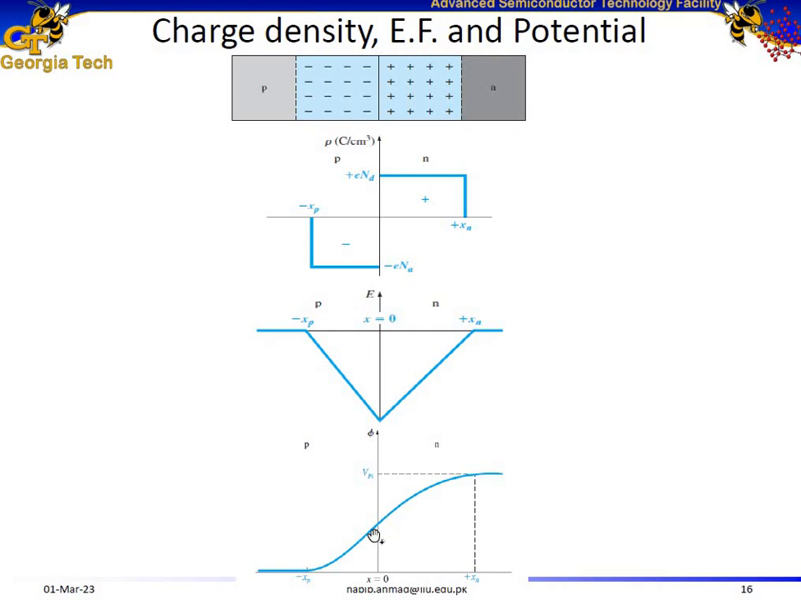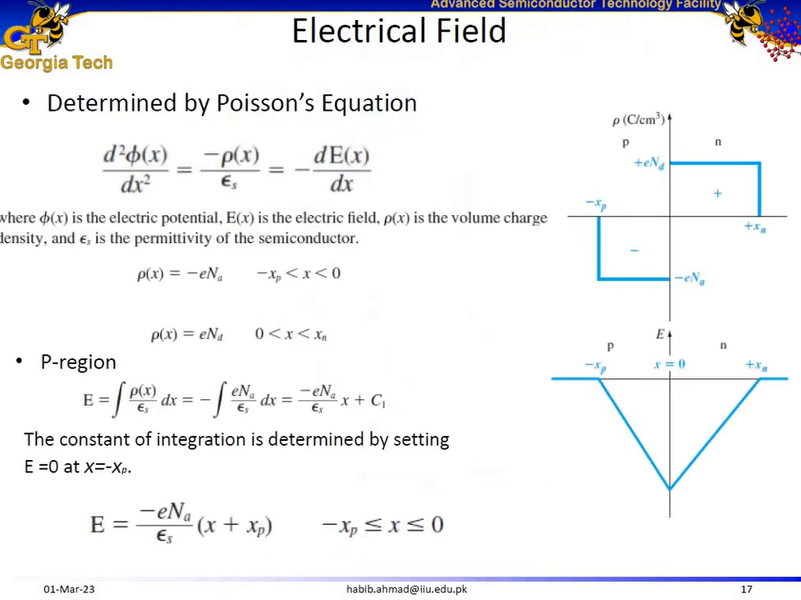Now how do you calculate the voltage across the depletion region? The voltage is the integration of the electric field. So what is the integration of x? x squared by 2. So you get a parabolic representation. For the positive we have this curvature, and for the negative we have this curvature. So let us go to the next slide now.